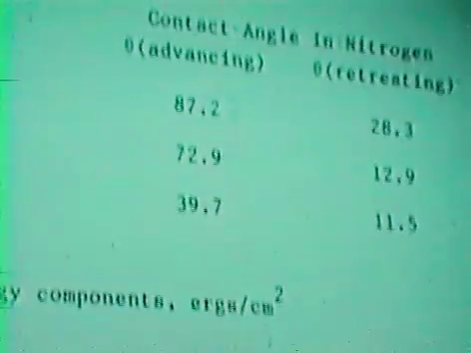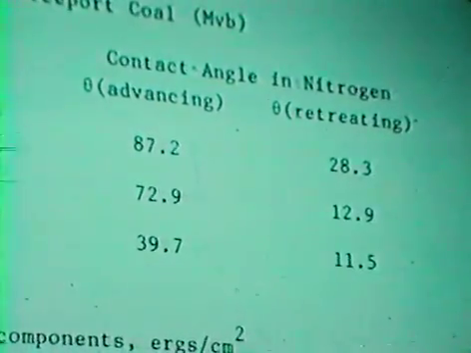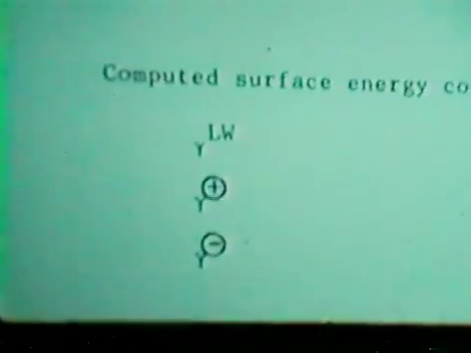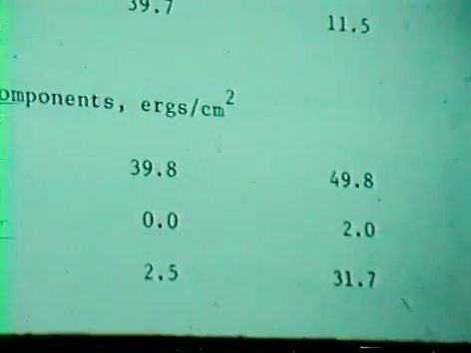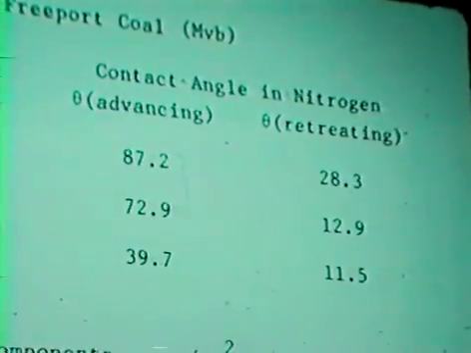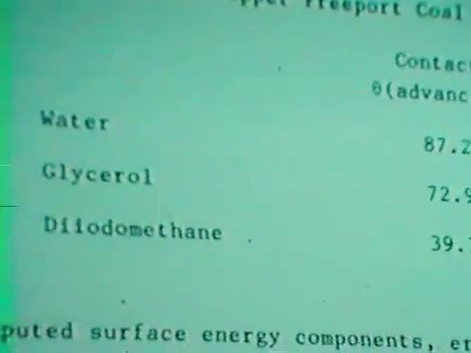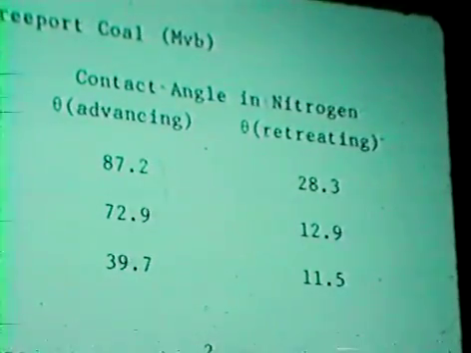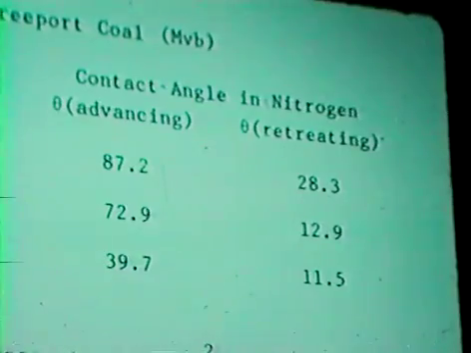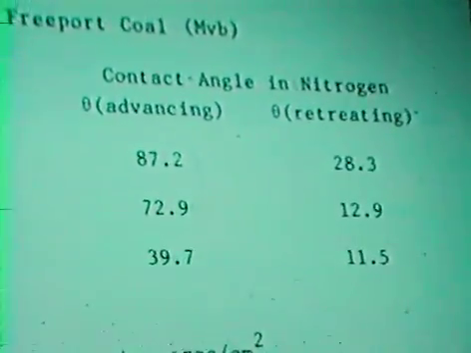Since we're working on coal, we've used coal from various sources, 14 different kinds of coal, plus graphite from 2 different sources. And this is a typical result that we get. The water contact angle, advancing angle, on this bituminous coal is about 87, and the retreating angle is 28. We do this in nitrogen so as to minimize the oxidation of the surface. We polish the samples in nitrogen. We transferred them to a Ramé-Hart instrument cell in nitrogen.